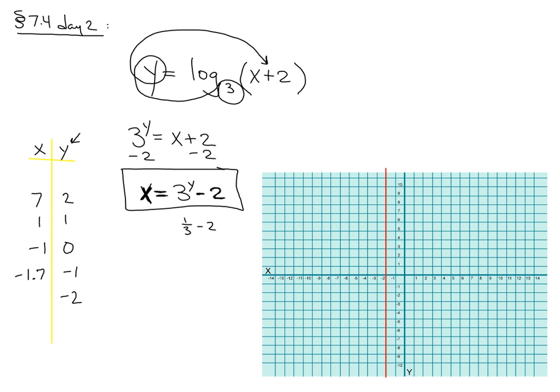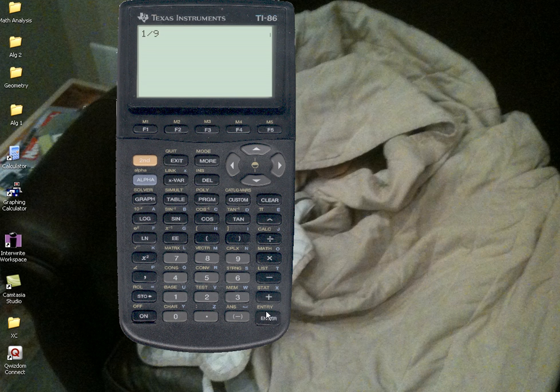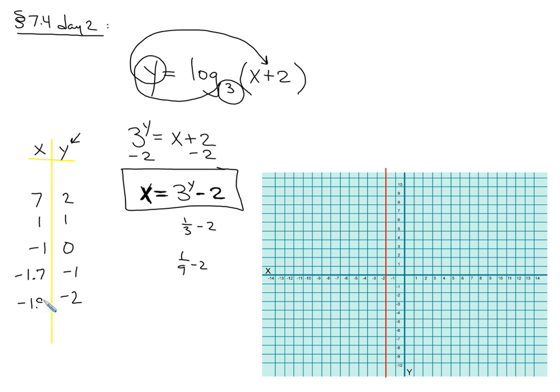Again, feel free to punch that into your calculator if you'd like. If I plug in negative 2, I get 1 over 9 minus 2. And just to show you, 1 divided by 9 minus 2 gives us negative 1.9. Everybody okay with that? Don't forget to write the values you're plugging in on the correct side, the y side in this case. So 7, 2, 1, 1, negative 1, 0, negative 1.7, negative 1, negative 1.9, negative 2. Do you guys see the picture there? There's our graph.